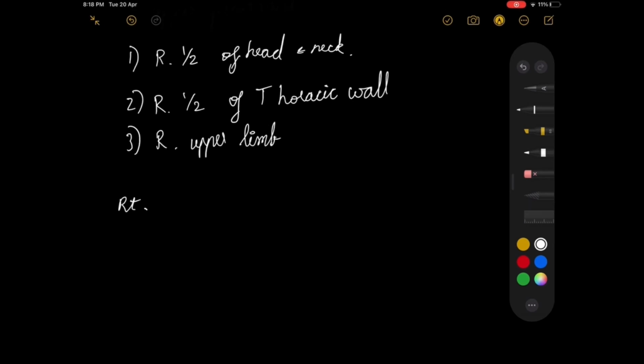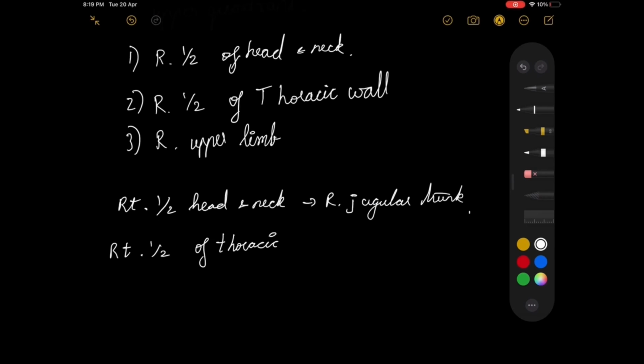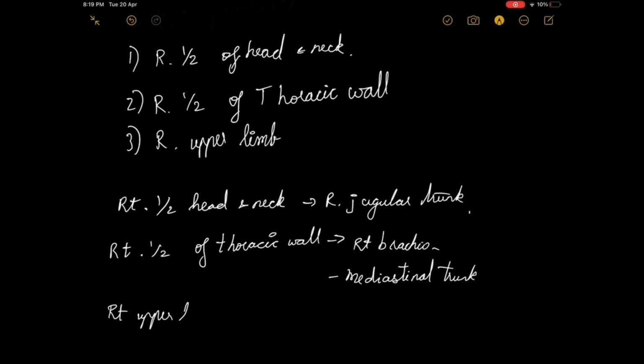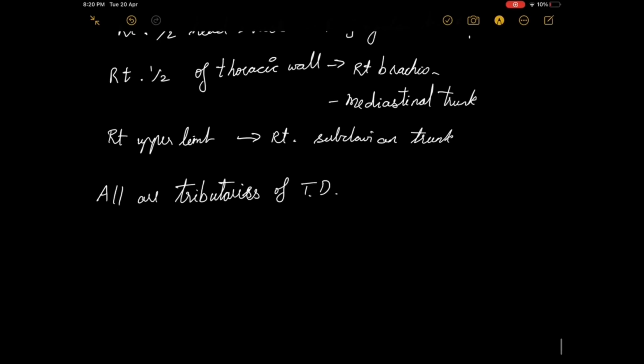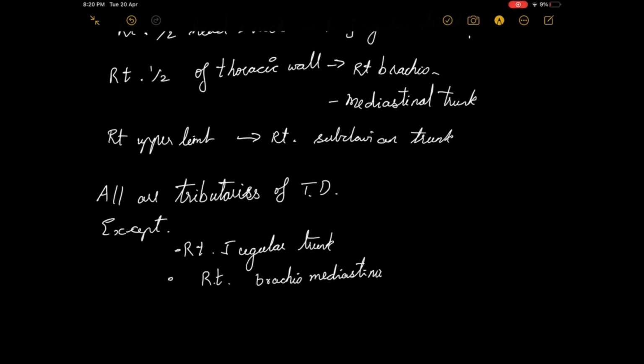And now the right half of the head and neck is drained by the right jugular trunk. The right half of the thoracic wall is drained by the right bronchomediastinal trunk. The right upper limb is drained by the right subclavian trunk. And all are tributaries of the thoracic duct except the right jugular trunk and right bronchomediastinal trunk.